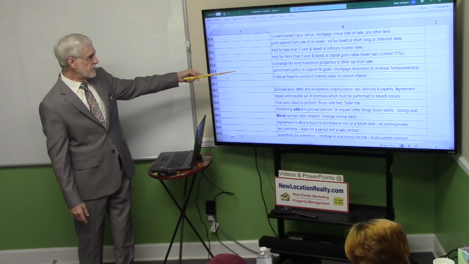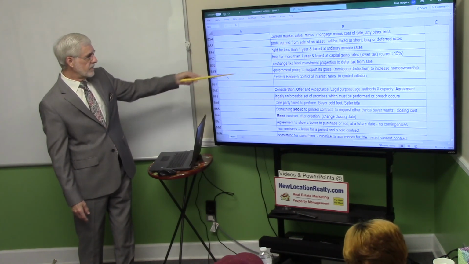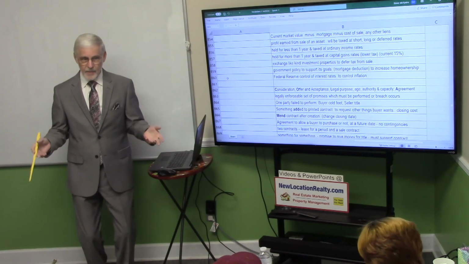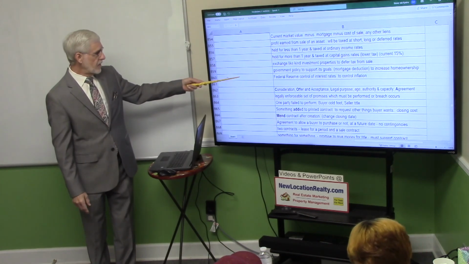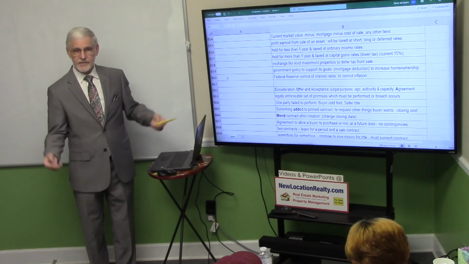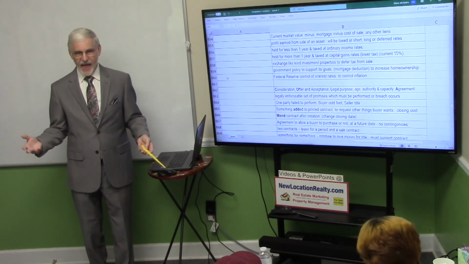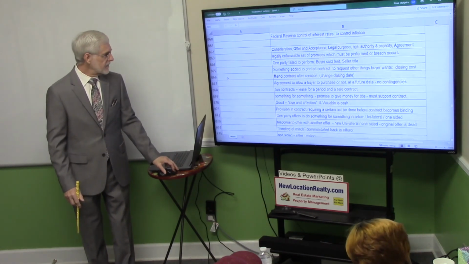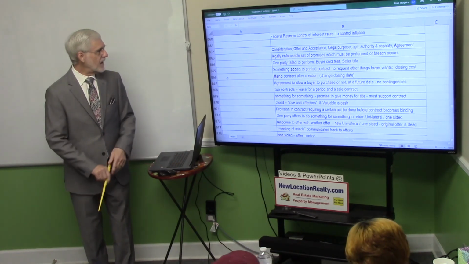Government policy to support its goals, that's monetary policy, government policy, yes. Federal Reserve control of interest rates, that's fiscal policy. All right, so we're knocking this stuff out.